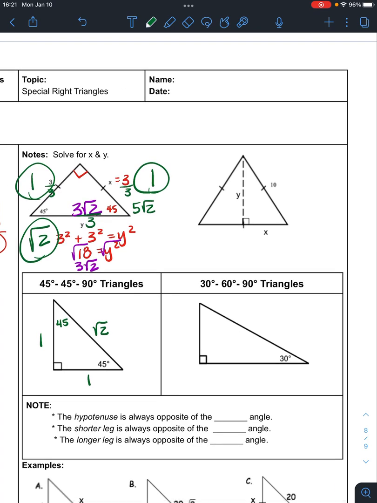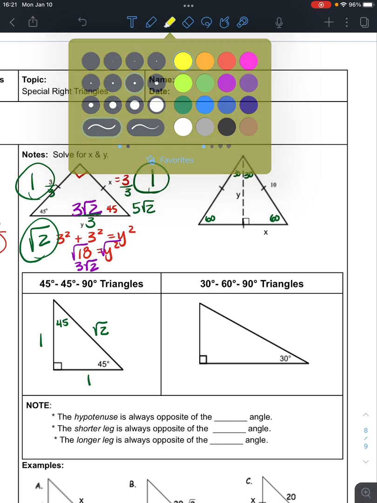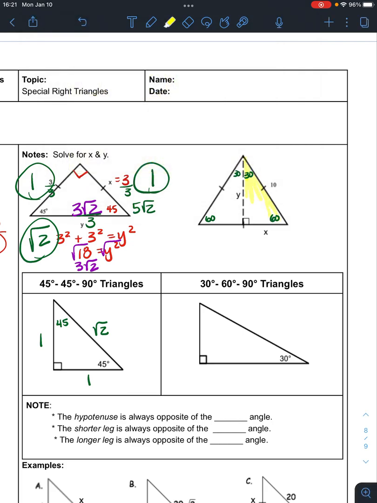Now, let's look at a 30, 60, 90 triangle. So we have this triangle. I know that these are 60 because all three sides are congruent. And that top one became the angle bisector. So the altitude became the angle bisector. And so now, if you notice, I've got this little 30, 60, 90 triangle right here. Okay. And so I know that the hypotenuse is 10. I know that because this was 10 and this was 10 and that altitude cut it in half. So now that means that x is 5.